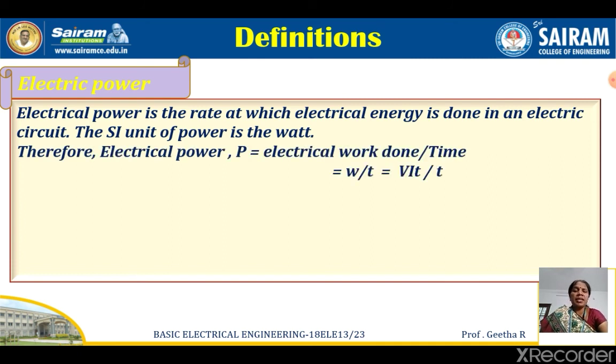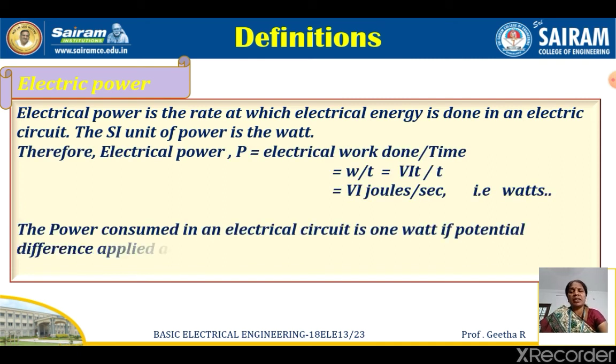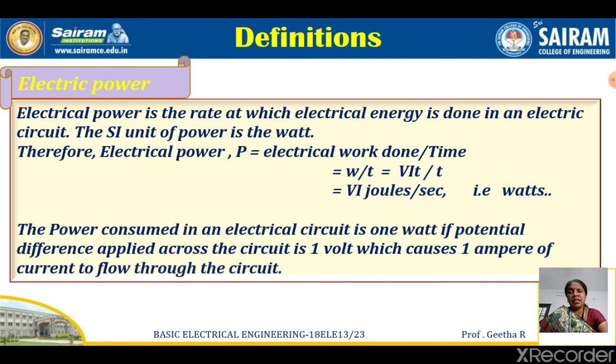Electric power. Electric power is the rate at which electrical energy is done in an electrical circuit. The SI unit of power is what? Electric power P can be written as electrical work done by time. So W by T, where W is VIT, so it is nothing but VI joules per second or watts. The product of voltage and current is also called the electric power. The power consumed in an electrical circuit is 1 watt if the potential difference applied across the circuit is 1 volt, which causes 1 ampere of current to flow through the circuit.